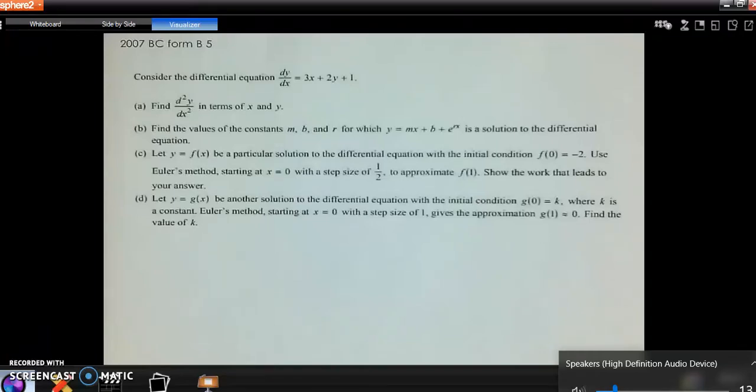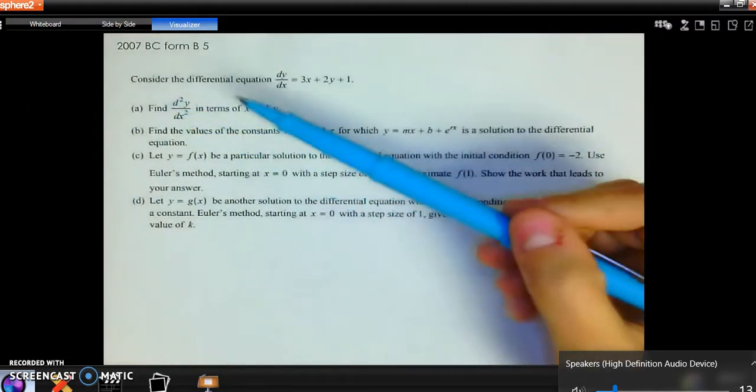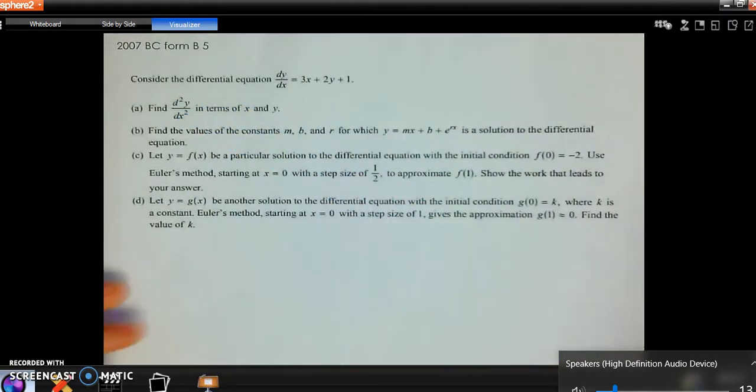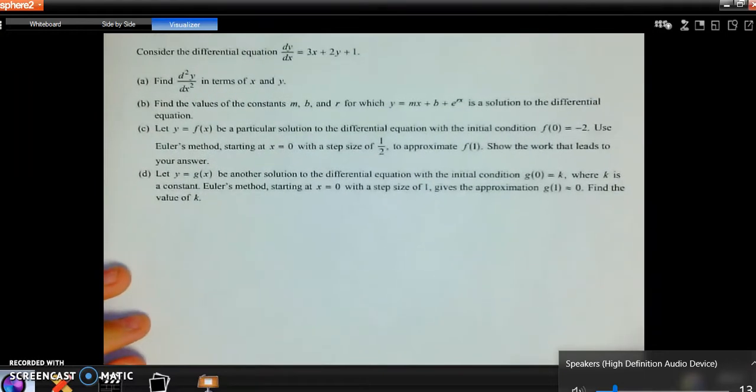Okay, this is the 2017 BC Calculus exam. It is the Form B version, and it's number 5 that I was going to walk through today. It says, consider the differential equation dy/dx equals 3x plus 2y plus 1. And part A says, find the second derivative in terms of x and y. So we'll go ahead and get started there.